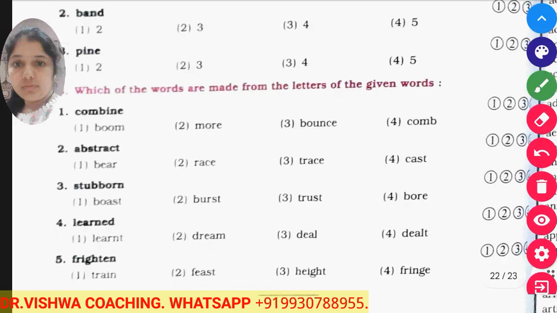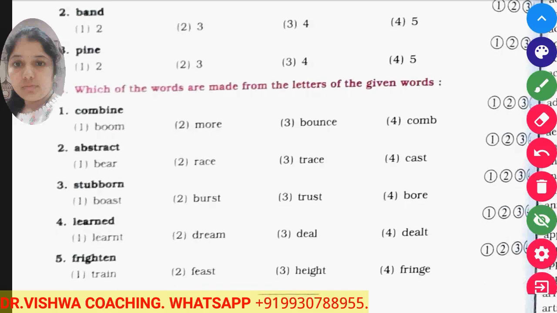So, boom, in the boom, O is used twice, but in the combined O is not there two times, so boom cannot be formed. More, in more they had used letter R, which is not there in combined, so this also should not be the option. Bounce, if you look carefully, in the bounce there is a letter U which is not there in combined word. If we look, comb carefully, yes, comb is there in the combined. So your correct option is option number 4.